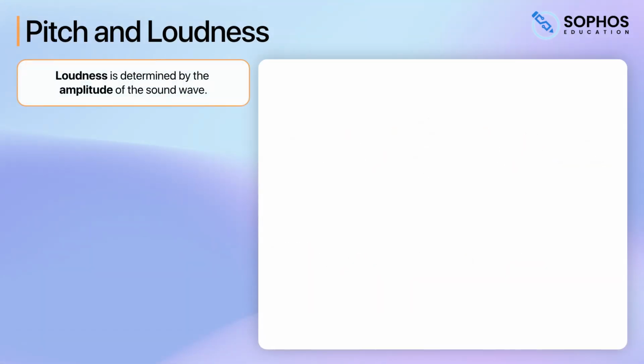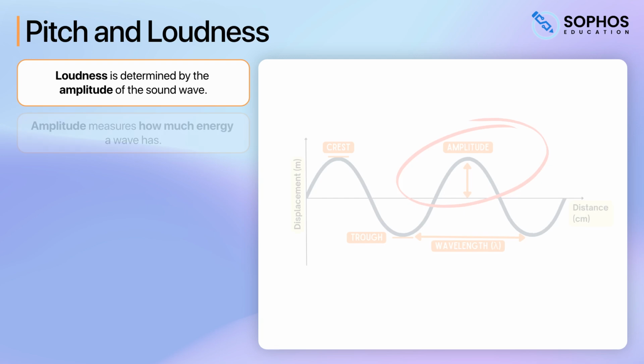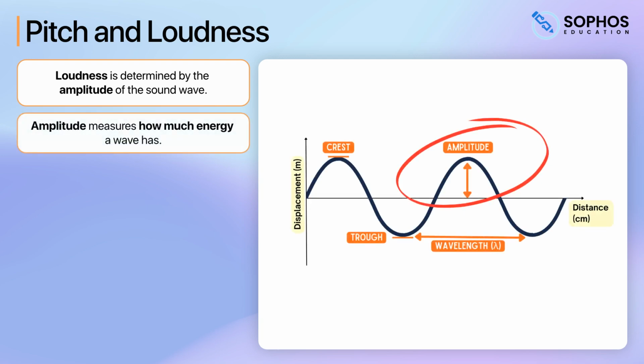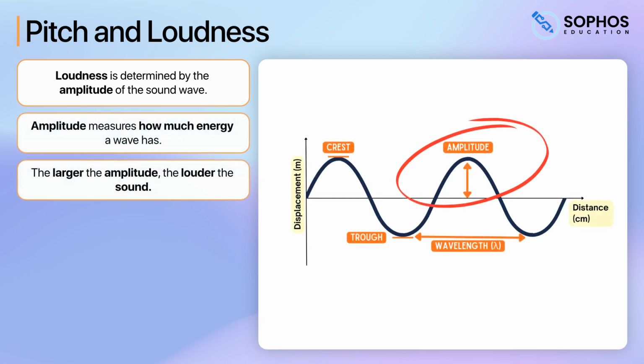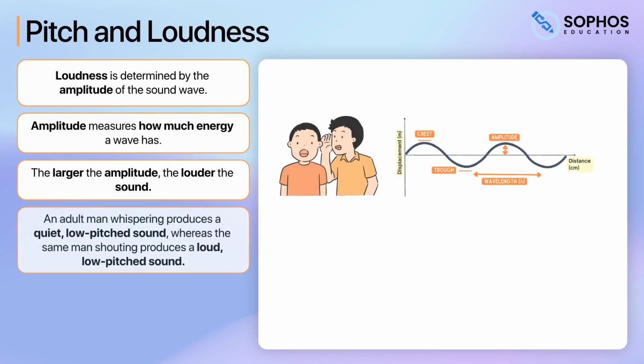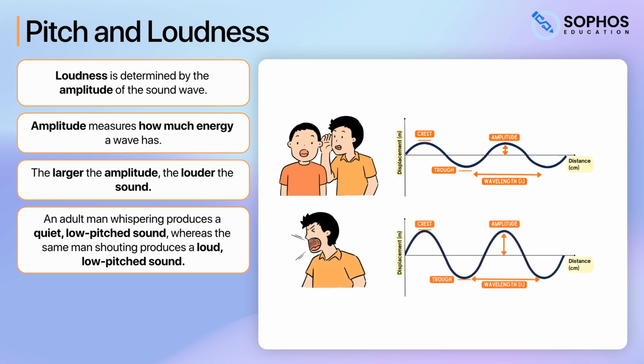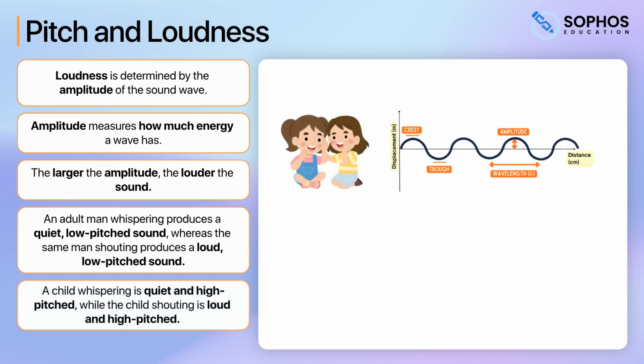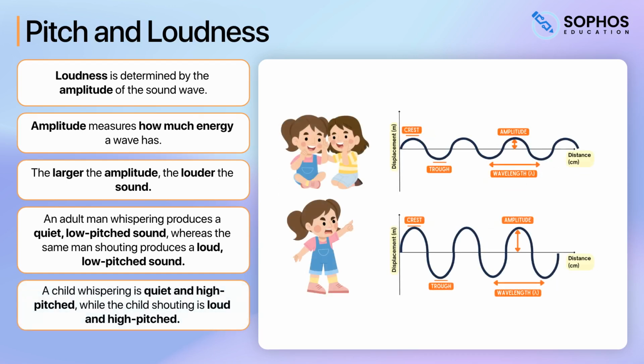Loudness, on the other hand, is determined by the amplitude of the sound wave, not its frequency. Amplitude measures how much energy a wave has, and the larger the amplitude, the louder the sound. For example, an adult man whispering produces a quiet, low-pitched sound, whereas the same man shouting produces a loud, low-pitched sound. Similarly, a child whispering is quiet and high-pitched, while the child shouting is loud and high-pitched. As you can see, loudness changes with amplitude, but pitch remains tied to frequency.